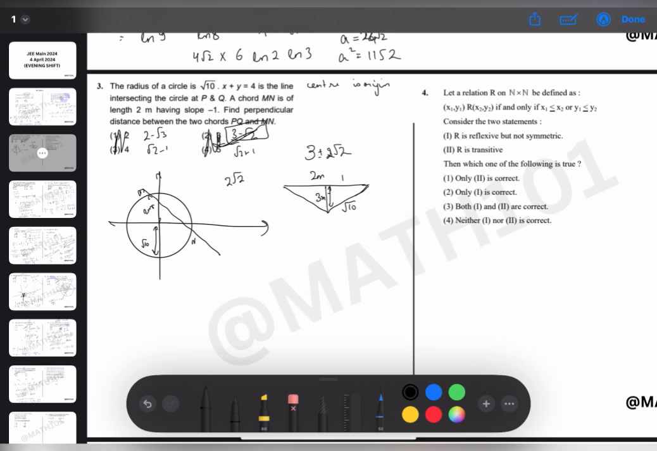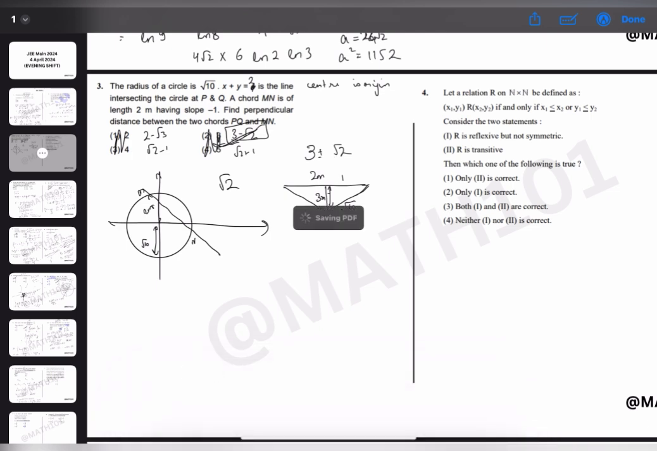Wait. The original, this is also wrong. x plus y equals 2 is the line. So instead of this, we have the distance of x plus y equals 2 is root 2. So 3 plus or minus root 2. Moving on.